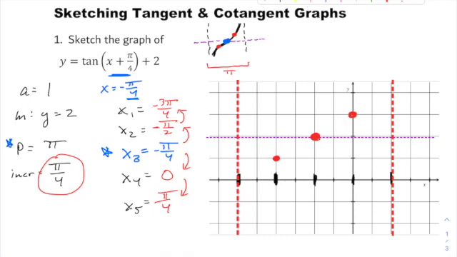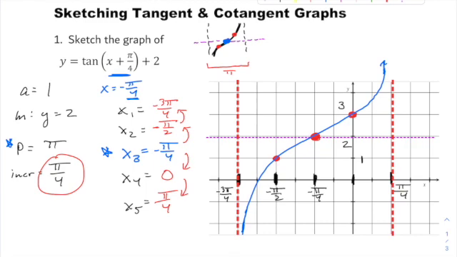I'm going to do my best to draw a curve through here. As you get close to these vertical asymptotes, your graph should be flattening out, going vertical. Just going to label here negative 3 pi over 4, negative pi over 2, negative pi over 4, and pi over 4. On the y-axis, this was 1, this was 3, 2 if you like. Okay, all right, so there's the tangent graph.